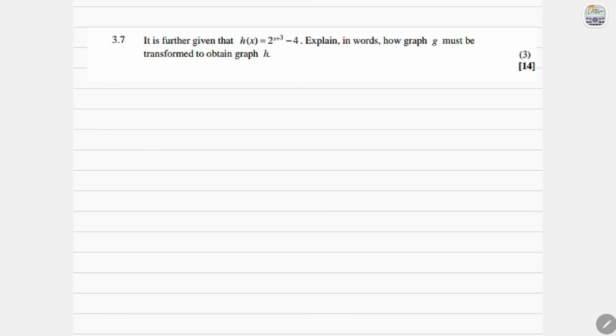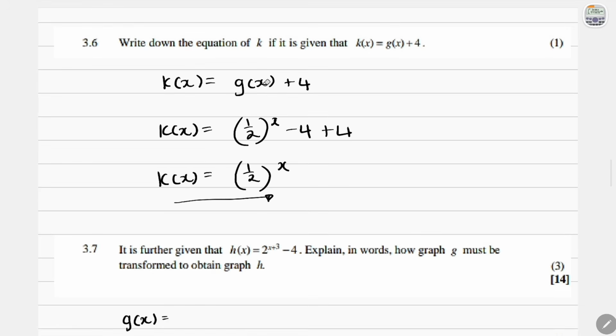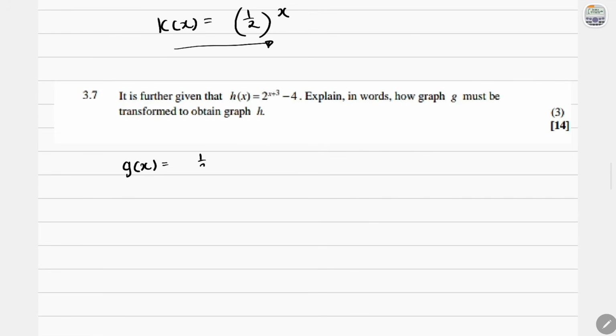Looking at 3.7, the last question for question 3, it says, it is further given that h of x is equal to 2 to the power of x plus 3, minus 4. Explain in words how graph g must be transformed to obtain graph h. So we had g of x, and let's just rewrite that. You can see that g of x is just 1 over 2 raised to the power of x, minus 4. And what they're saying is this graph is transformed and then it becomes h of x, which is 2 raised to the power of x plus 3, minus 4.